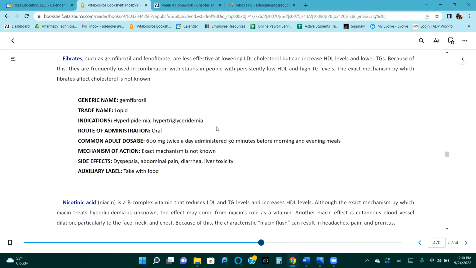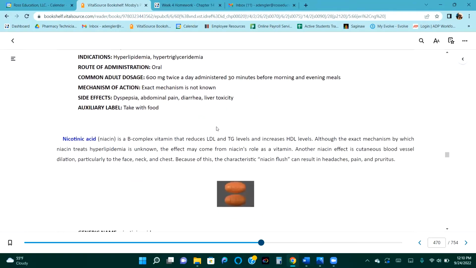Fibrates such as gemfibrozil and fenofibrate are less effective at lowering LDL cholesterol, but can increase HDL levels and lower triglycerides. Because of this, they are frequently used in combination with statins in people with persistently low HDL and high TG levels. The exact mechanism by which fibrates affect cholesterol is still not known.